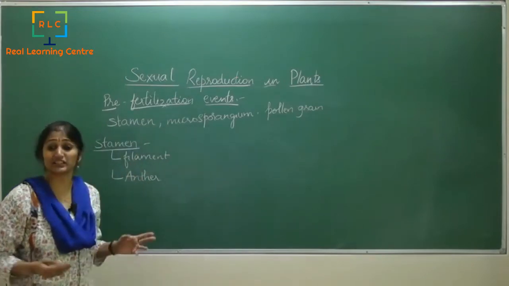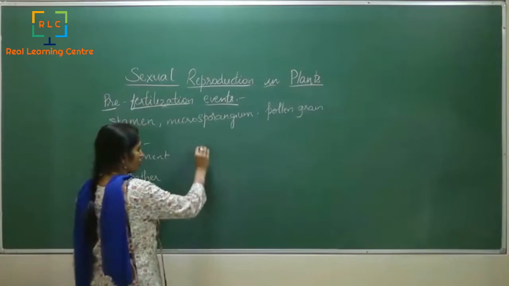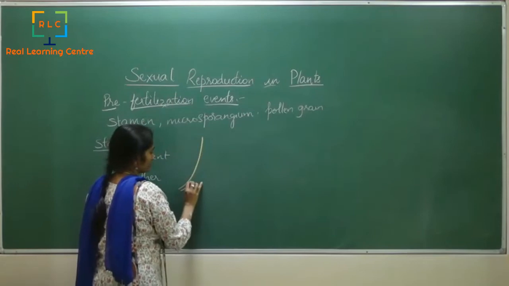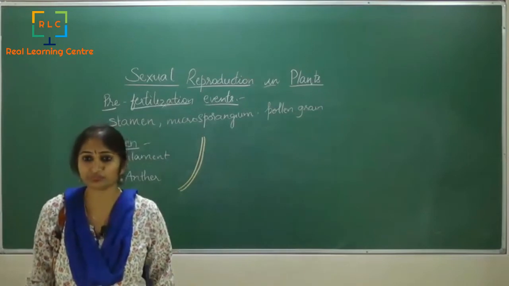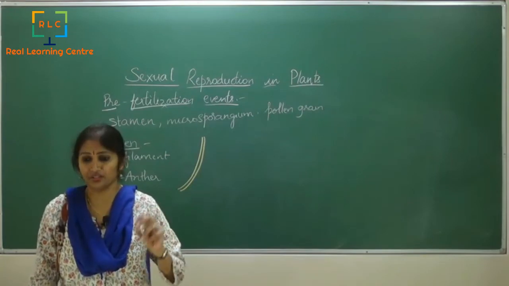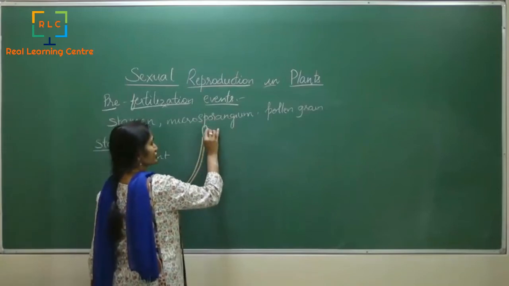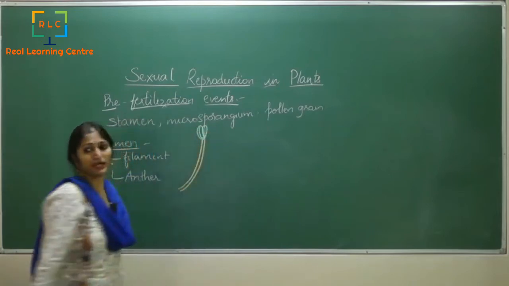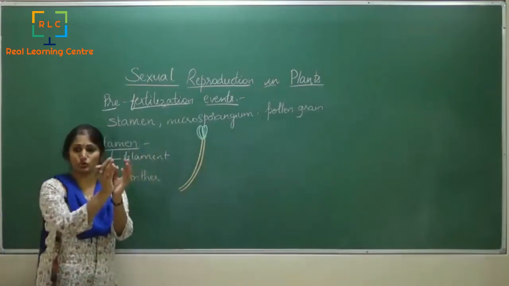Now filament, as the name itself suggests, is a very long and slender tube, which would be the whorl of the flower, okay? And then you have the anther, which is a bilobed structure. Okay, this is a bilobed structure. So there is a bilobed structure of the anther. So anther is always two lobed like this.